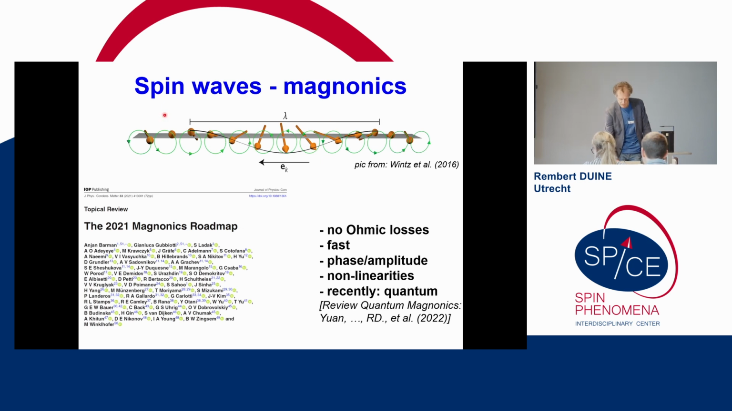Then we have these wave-like precessional excitations. And if you want to do useful stuff with them in terms of next generation, let's say beyond CMOS devices, they're attractive because there are no ohmic losses for spin waves, no electrons moving. They can be relatively fast, so we're thinking about gigahertz frequencies here, or for antiferromagnets even terahertz. They have a phase and amplitude. Magnetic systems in general can be very nonlinear.